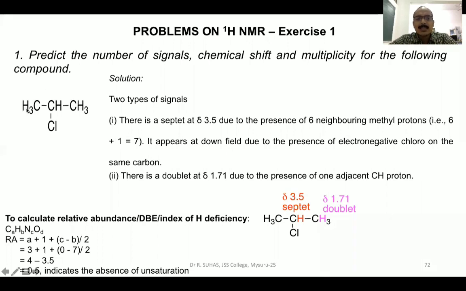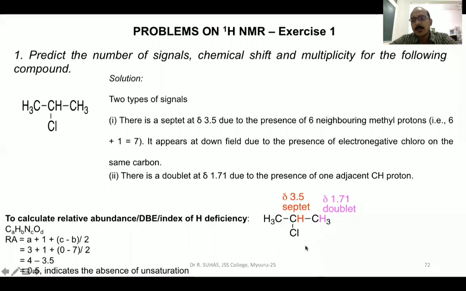whereas this CH has got the neighboring 3, and this also has neighbor 3. 3 plus 3 is 6. N plus 1, there are 6 neighboring protons, 6 plus 1, that is 7. You are going to get a septet. Hence among the two signals, one will be a septet, another one will be a doublet. That is what is shown here.